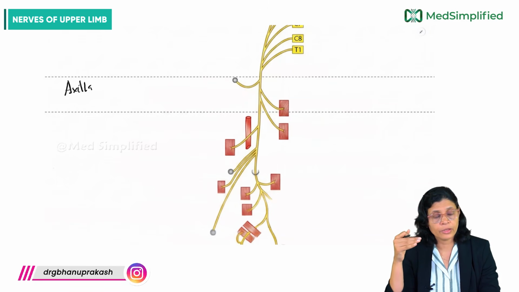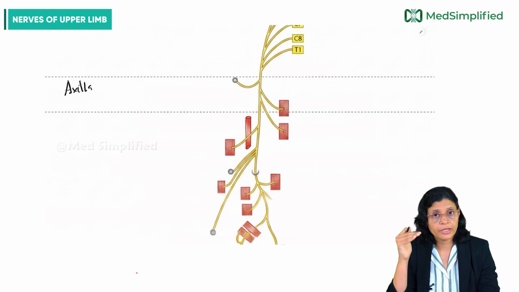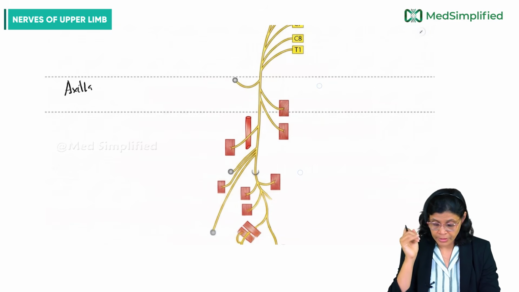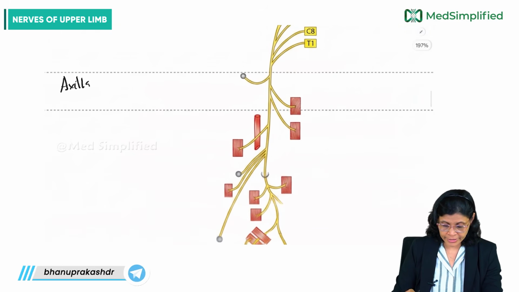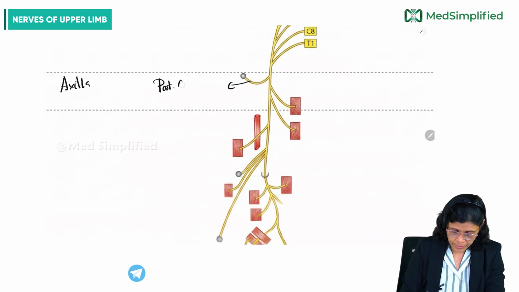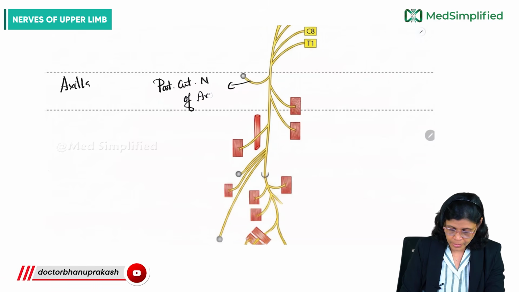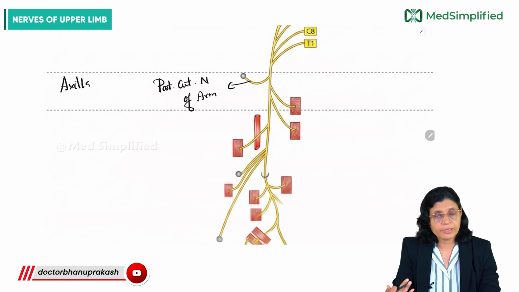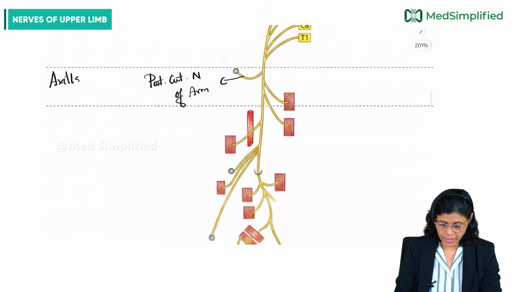And then at the lower border of the teres major muscle, it will pass through the lower triangular space and enter the posterior compartment of the arm. Before it enters there, it will give a cutaneous branch, which we call the posterior cutaneous nerve of arm. The posterior cutaneous nerve of arm supplies the skin over the posterior part of the arm. So, sensory innervation to the skin over the posterior part of the arm.